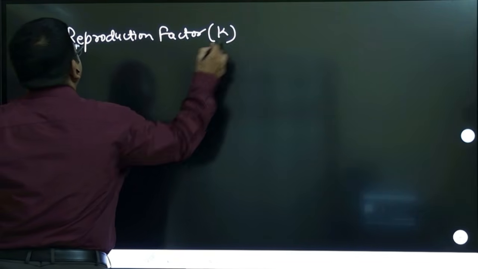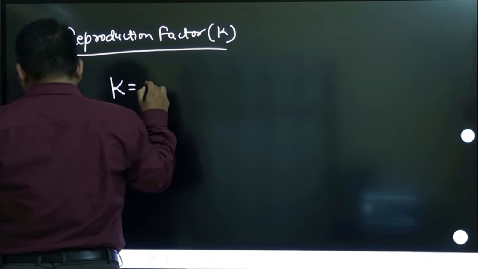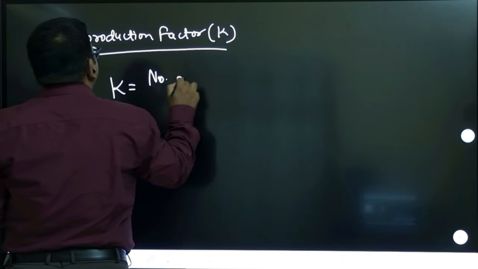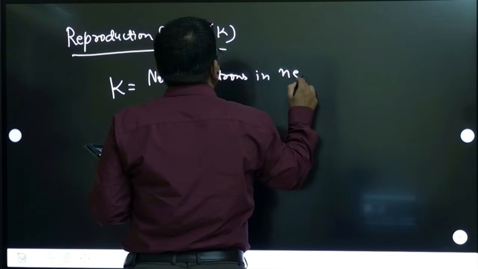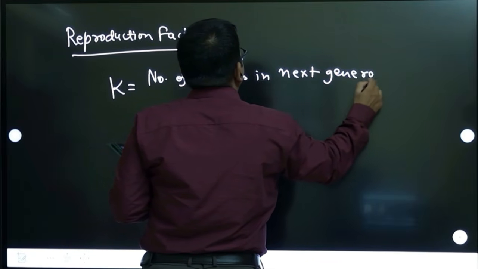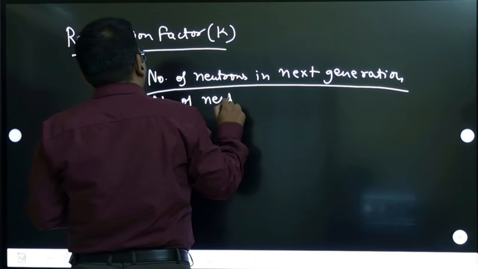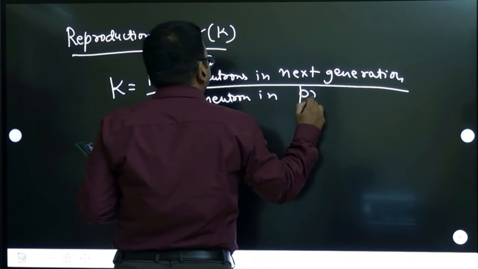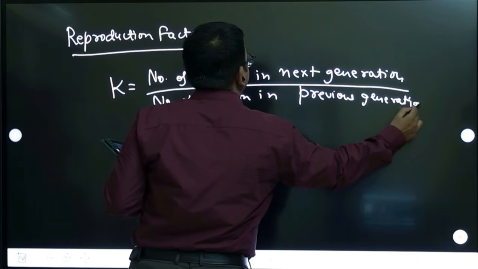Now, one important point we need to note is the reproduction factor. This reproduction factor K is defined as the number of neutrons in the next generation divided by the number of neutrons in the previous generation.